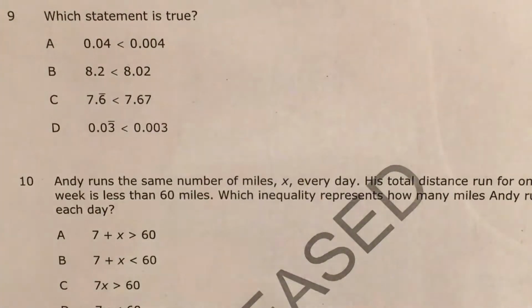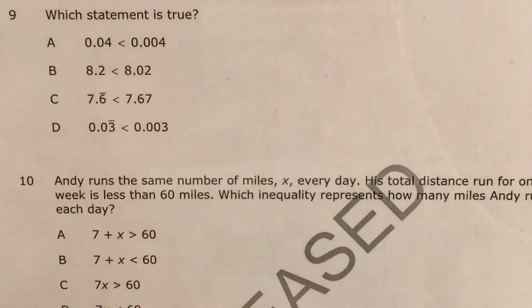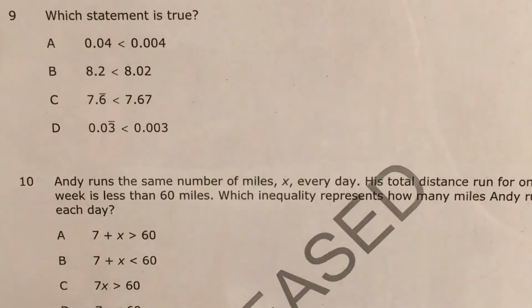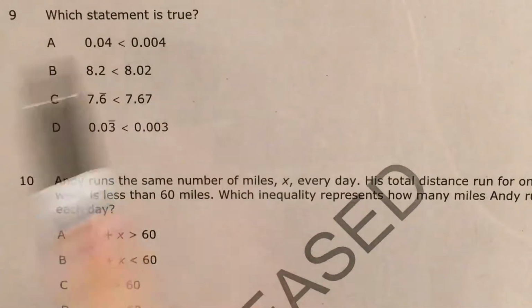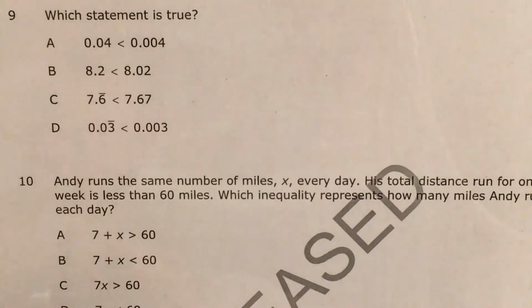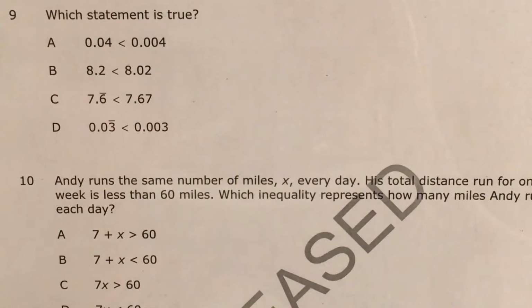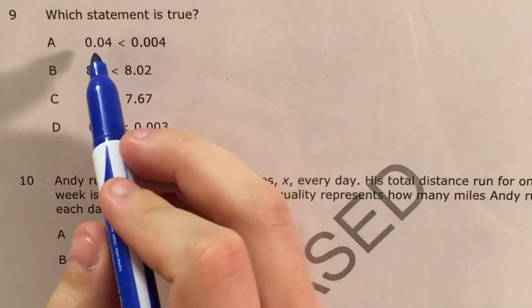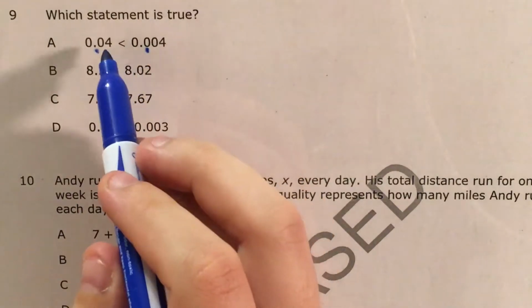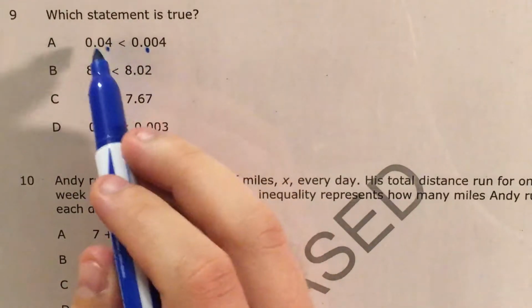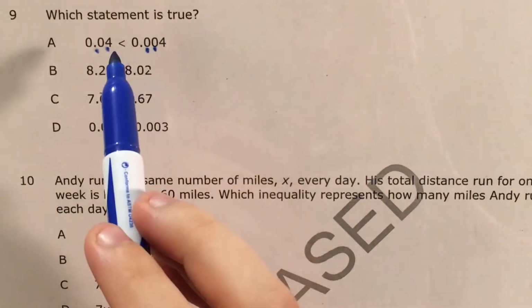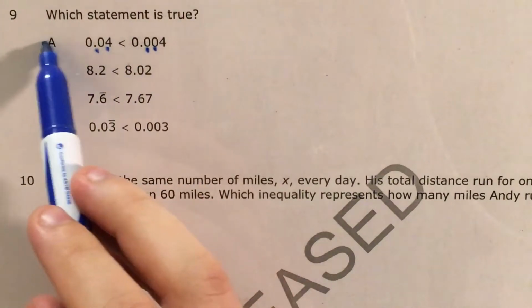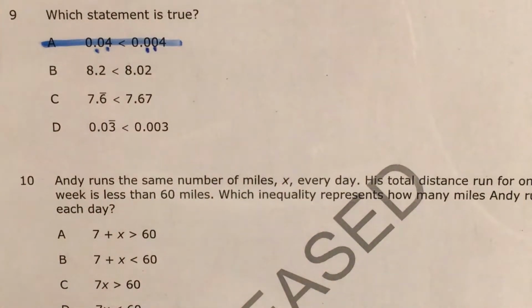Alright, so the best way to do this is just to look at each answer choice and see whether or not it's true. So for choice A, is it true that 4/100ths is less than 4/1000ths? Well, the best way to do that is just to compare the same decimal places. So tenths place and tenths place are the same. Hundredths place in the left number is bigger than the hundredths place in the right number. It needs to be smaller in order for this to be the correct answer, and it is not.